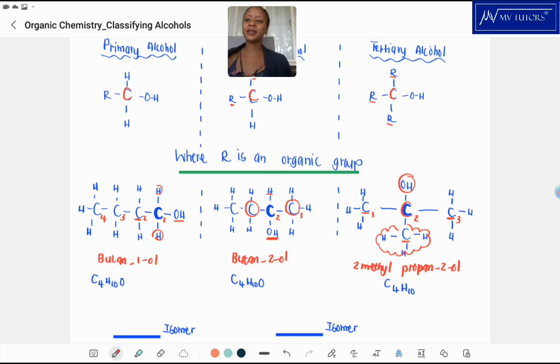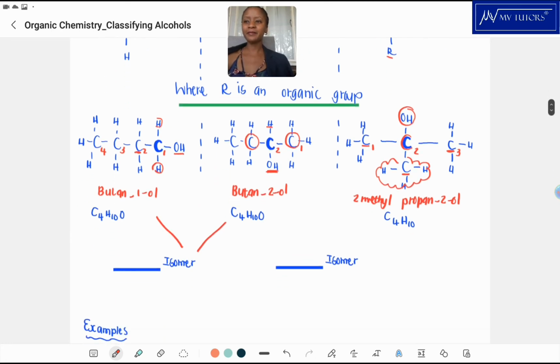Alrighty, so that is your primary, secondary, and tertiary alcohol. Out of interest, because these are isomers, this is revision: between these two, what kind of isomer do we have here? This will be your positional isomer because the only thing that's changing is the position of the hydroxyl group. Firstly it was on the first carbon and then it went to the second carbon. So this would be your positional isomer.